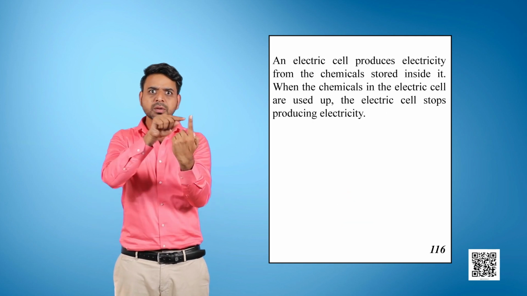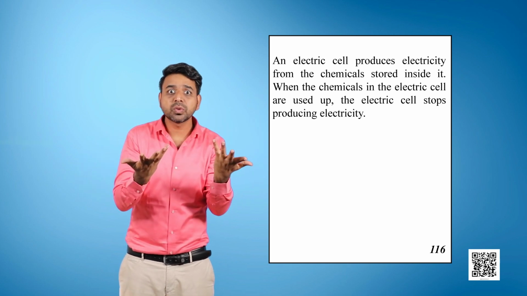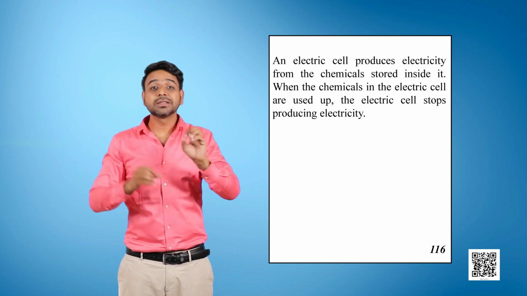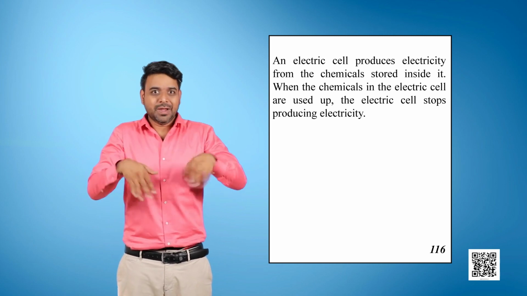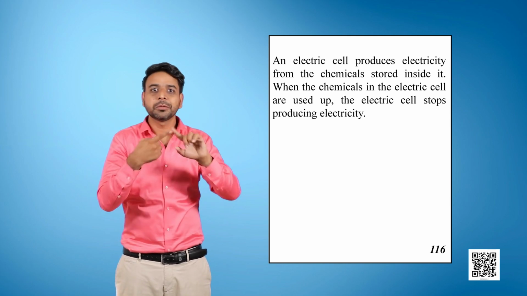An electric cell produces electricity from the chemicals stored inside it. When the chemicals in the electric cell are used up, the electric cell stops producing electricity.